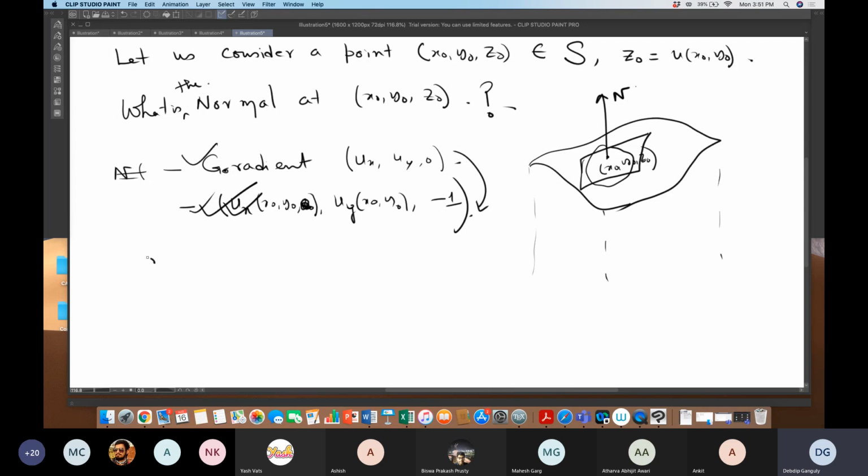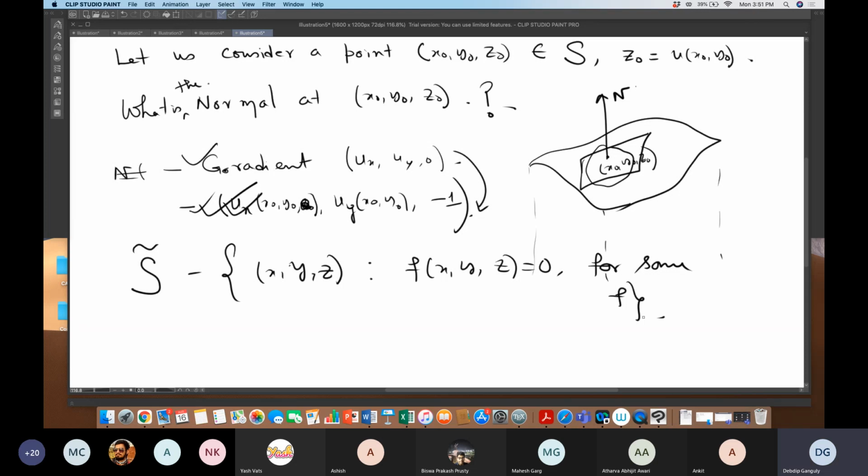When I am talking, let's take a different surface, S tilde. Let us say the set of (x, y, z) such that f of (x, y, z) equals 0 for some C1 function f. This is also another surface. It is called a level surface.